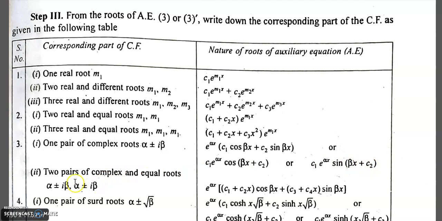And if two pairs of complex and equal roots occur, that means this is one pair, alpha plus minus i beta, and the same roots occur again, alpha plus minus i beta, how do we represent the solution? It is a combination of these: e power alpha x, and for the complex part we write c1 plus c2x cos beta x plus c3 plus c4x of sin beta x.